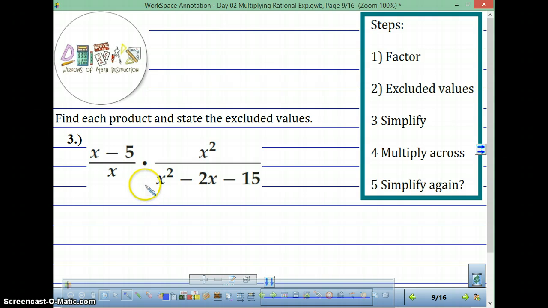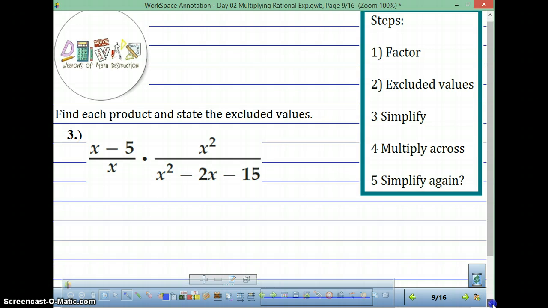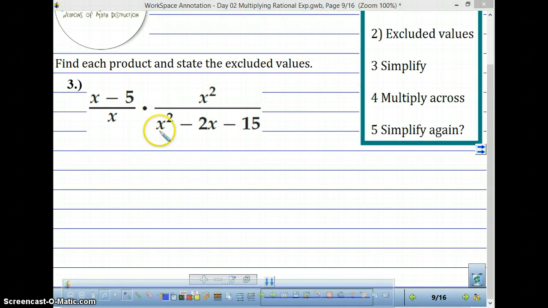Let's try this one. Ooh, it gets a little bit trickier now because first we have to factor this polynomial. So to factor that, let's start with a box.